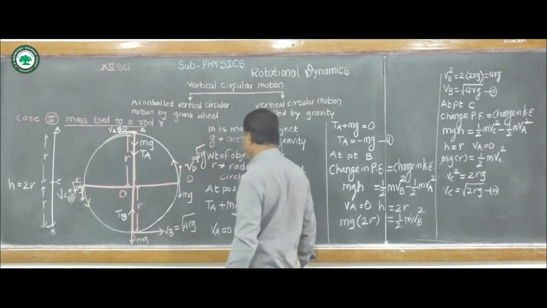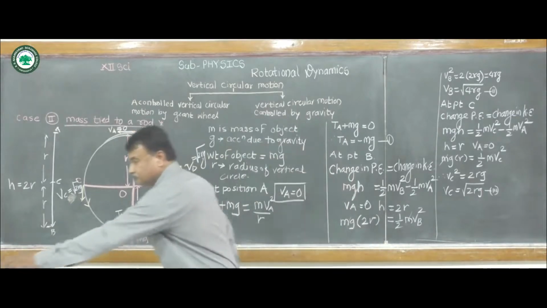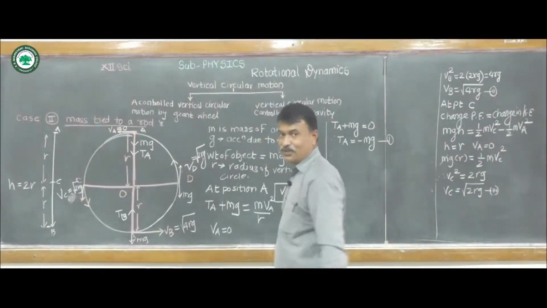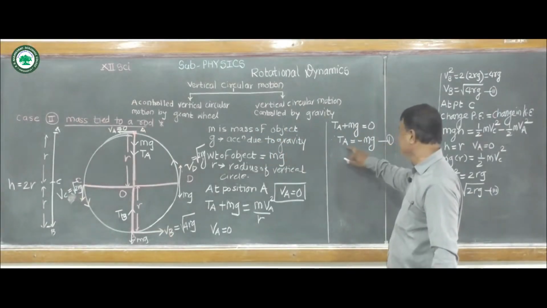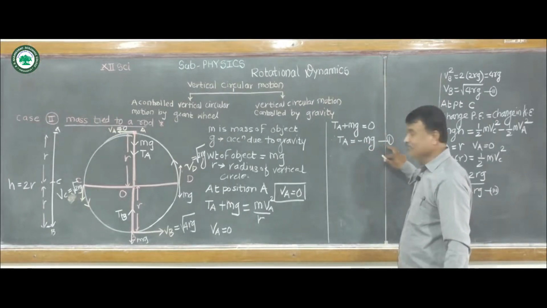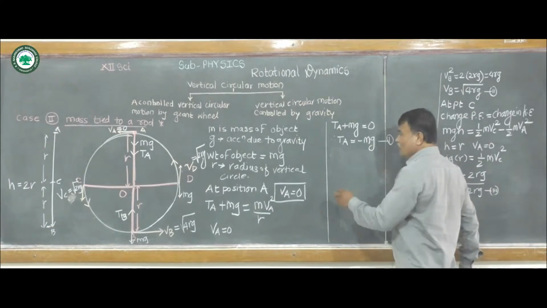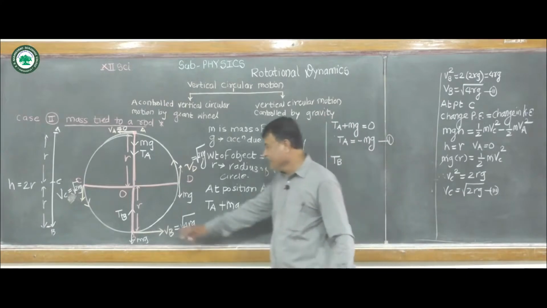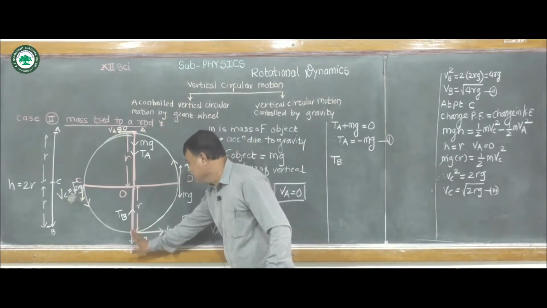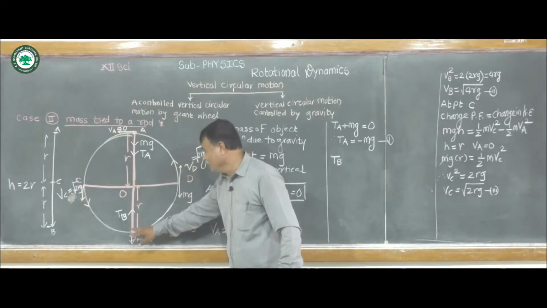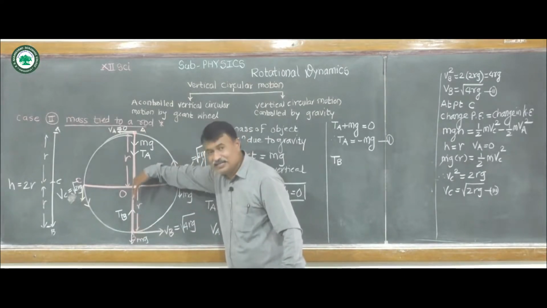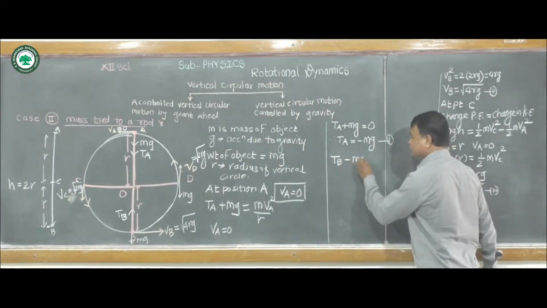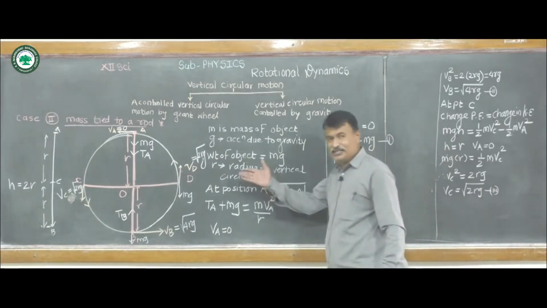Now for tension at point B, according to equation 1, we get tension at point A. TA is the tension at point A, that is equal to minus mg. Now, from this figure, we have to find out TB. TB means tension at point B. Now, tension at point B is directed toward the center, and the weight of the point mass is in the vertically downward direction. So both are opposite to each other. So, TB minus mg. And in that case, we consider vertical circular motion.